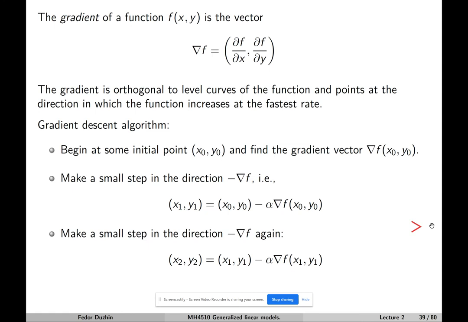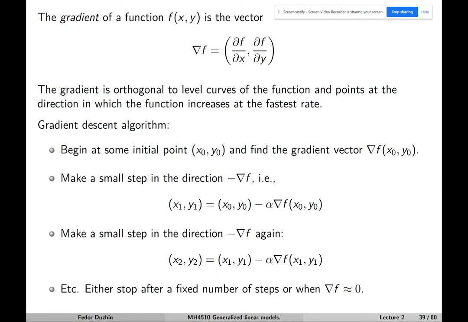Then I just repeat it, making a small step in this direction again and again. Notice that the negative sign here is because we want the value of our function to decrease rather than increase, which is why we are stepping in the direction of the negative gradient. Then we either stop after a fixed number of steps, or we stop when we reach a good point, when the gradient is approximately 0. Remember that at the minimum point, the gradient is going to be exactly 0. So if we stop when it is approximately equal to 0, this is probably good enough.